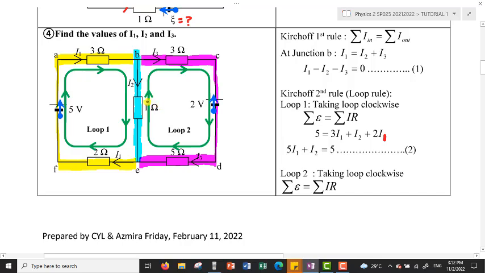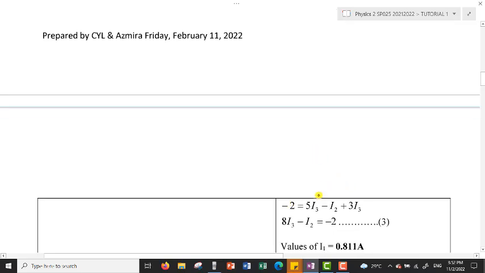But for the 1 ohm resistor, we find that the current I2 passing through it is opposite to the direction of the loop, so we have negative I2 multiplied by 1. When we write it down, we have 5 I3 minus I2 plus 3 I3. Solving it, 5 plus 3 is 8 I3 minus I2 equal to negative 2. So this will be our third equation.